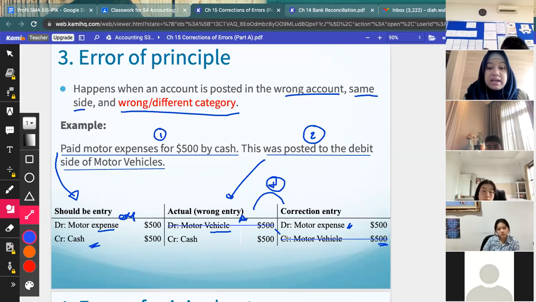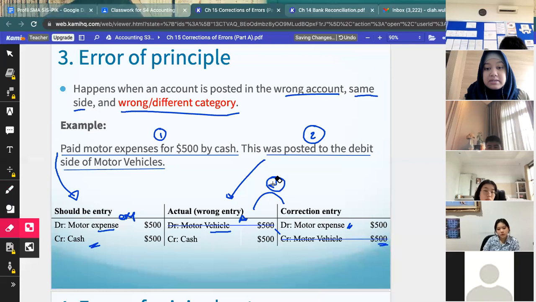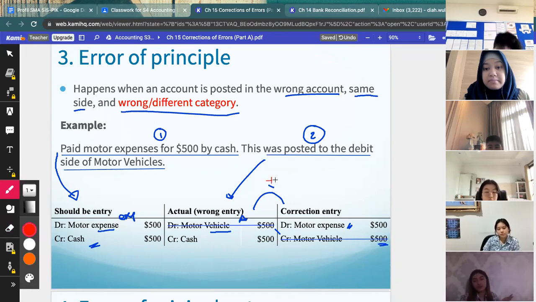Once you make a correction entry, we combine them. We combine them. And then motor expense in the debit side and cash in the credit side. We ignore motor vehicle because it has already been erased. So we have motor expense in debit and cash is already the same. So this is how the correction entry should be.